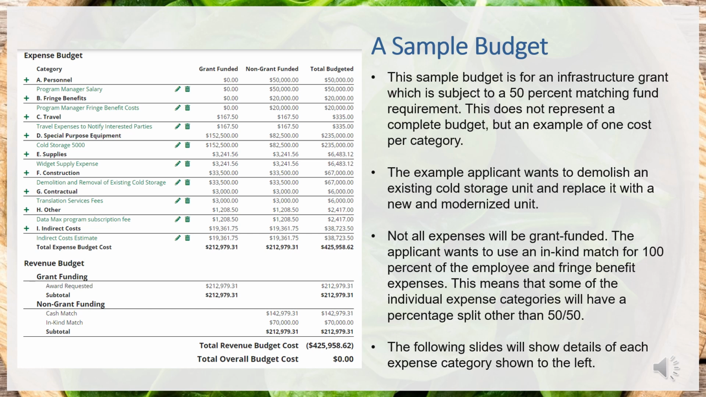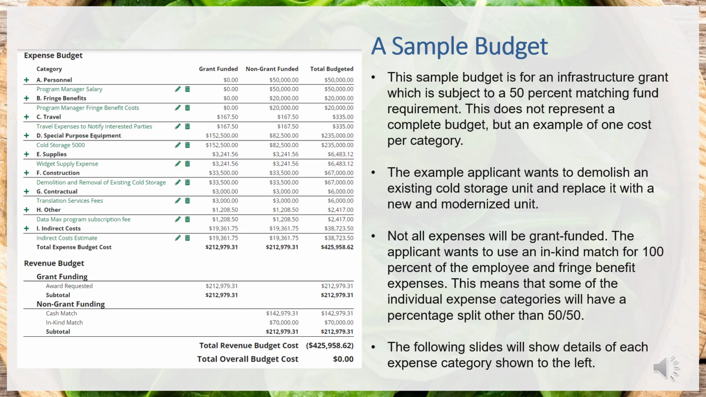This slide has some basic information regarding the sample budget. This sample budget is for an infrastructure grant which is subject to a 50% matching fund requirement. This does not represent a complete budget, but an example of one cost per category. The example applicant wants to demolish an existing cold storage unit and replace it with a new and modernized unit.